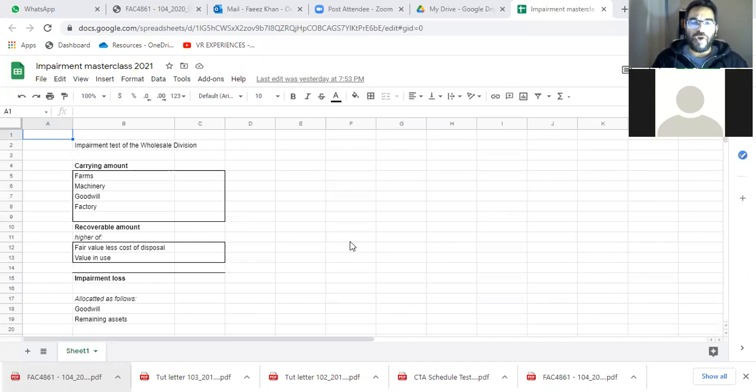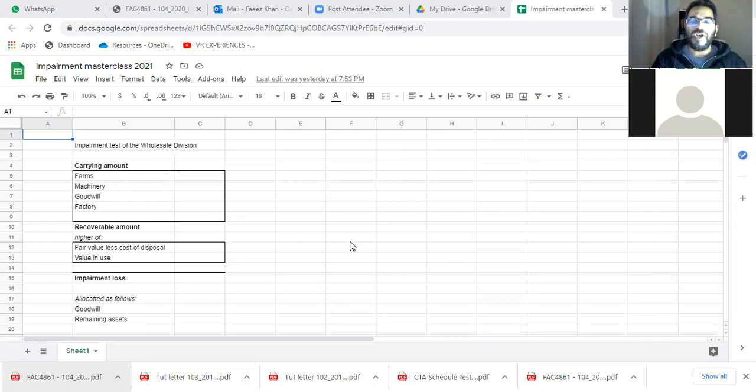When you do an impairment test, all you are doing is comparing the carrying amount versus the recoverable amount. If you are doing an impairment test for an individual asset, you're comparing the carrying amount of the individual asset to the recoverable amount of the individual asset. If you're testing the CGU, the cash generating unit, for impairment, then you're comparing the carrying amount of the CGU with the recoverable amount of the CGU. So in this case, we're comparing the carrying amount of a CGU with the recoverable amount of the CGU.